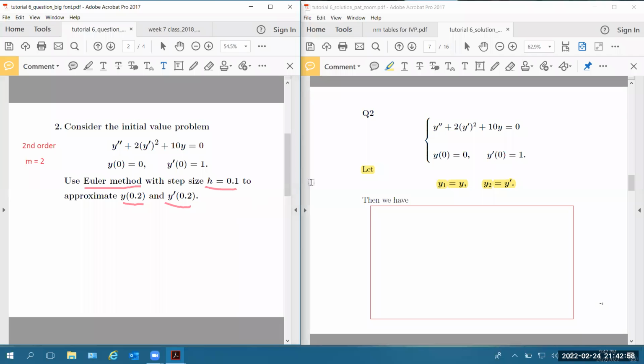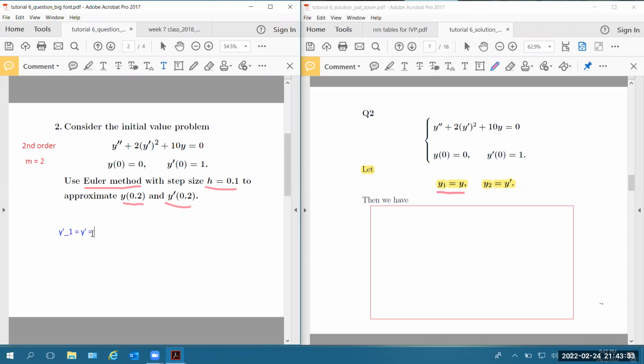From our first equation, y1 equal to y, what I'm going to do is prime both sides, differentiate both sides. So y1 prime equal to y prime. From my first equation, let y1 be y, I prime both sides, then get y1 prime equal to y prime. Everybody okay?